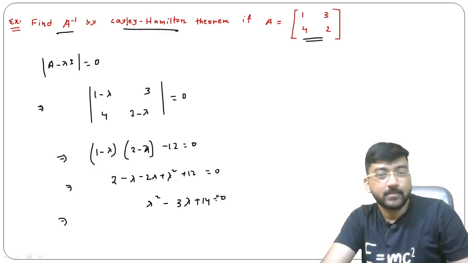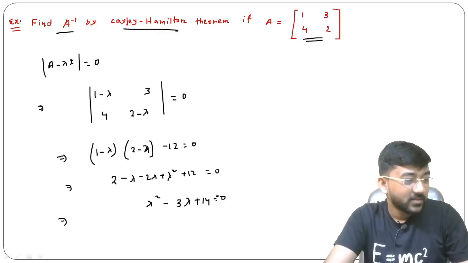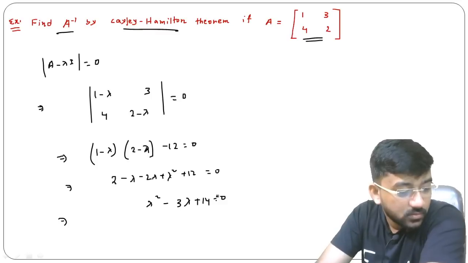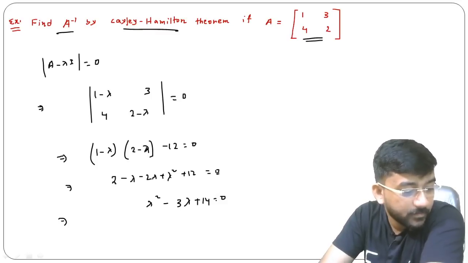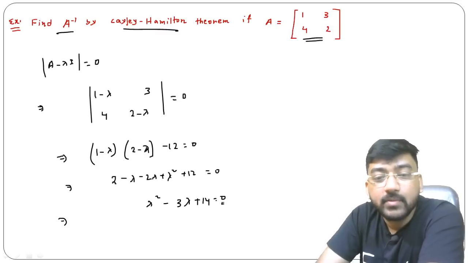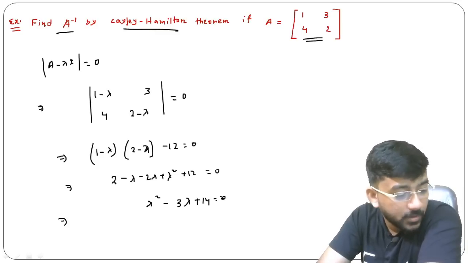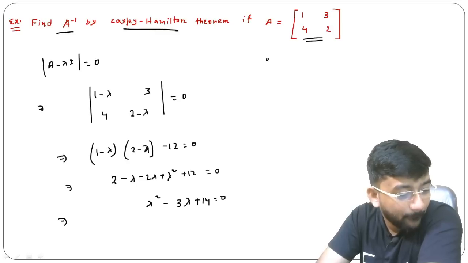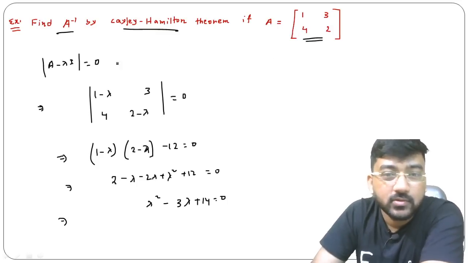Let me check. I don't believe my calculation. So (1-λ)(2-λ). Okay. So λ² - 3λ + 14 = 0. But the answer is λ² - 3λ - 10. Why? Okay, so they use 5 here. Okay, so this is okay.